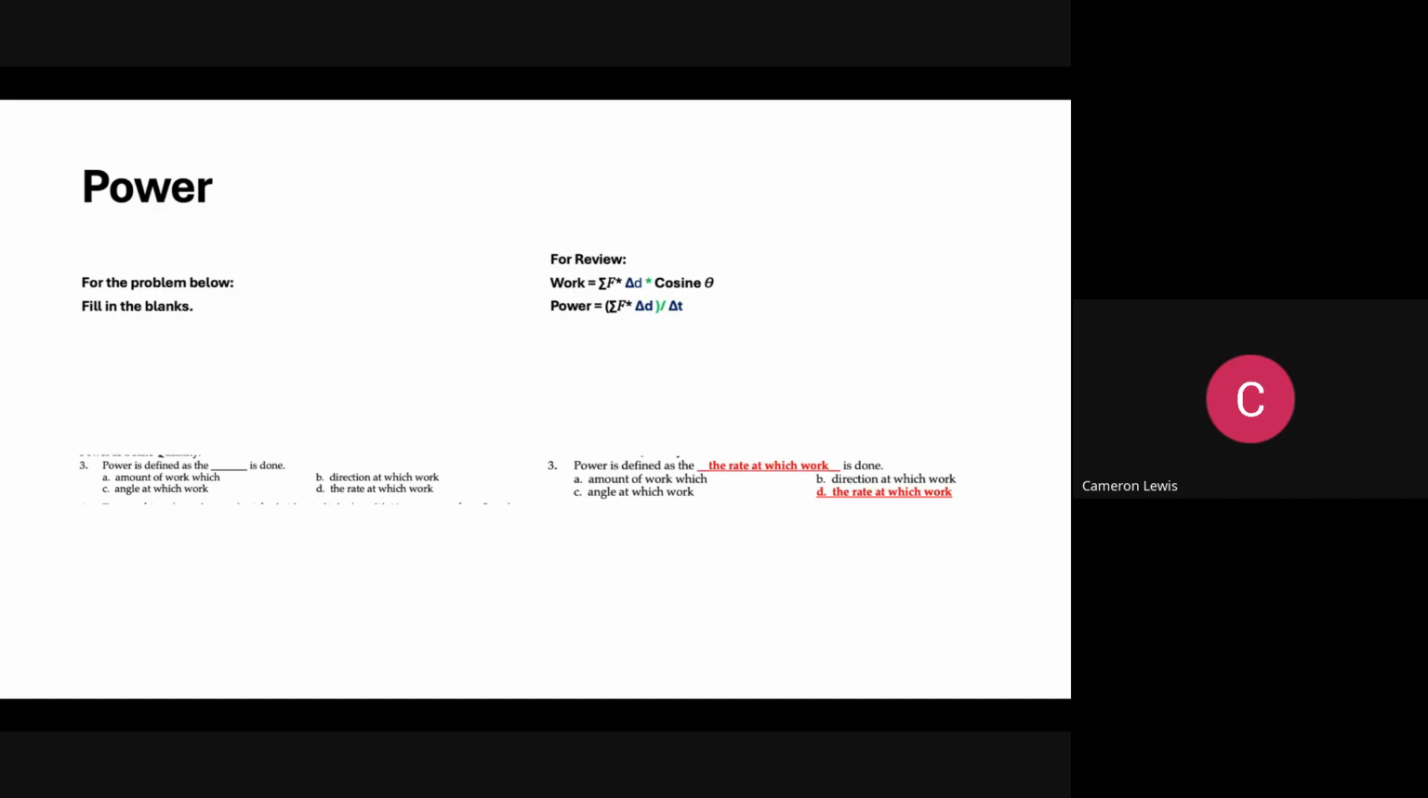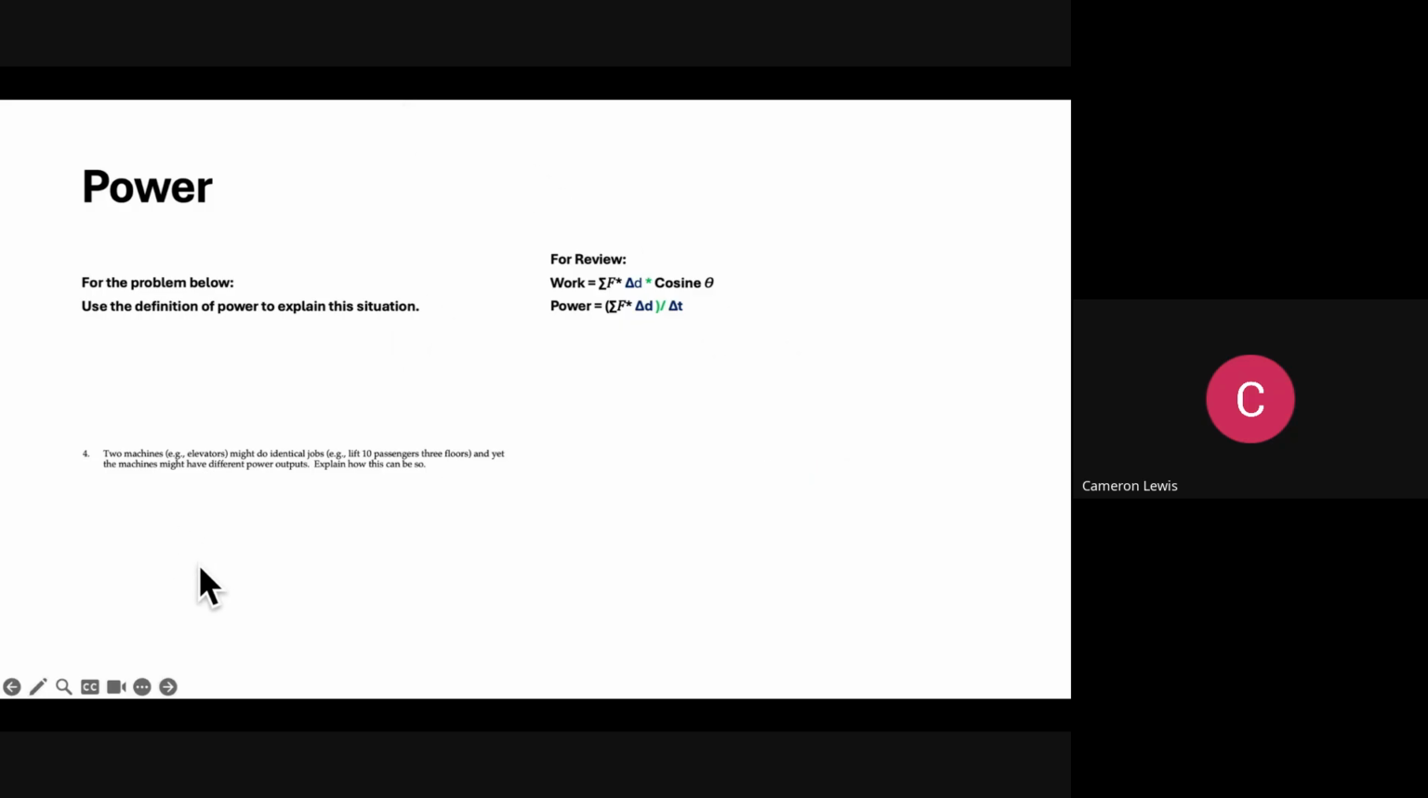D. So power is the rate at which work is done. Work also is the change of energy. So you could say power is the rate at which you change your energy. Kind of similar to how we talked about velocity. Velocity is the rate at which you change your position. Acceleration is the rate at which your velocity is changing. So look at it to make that parallel. So remember that.